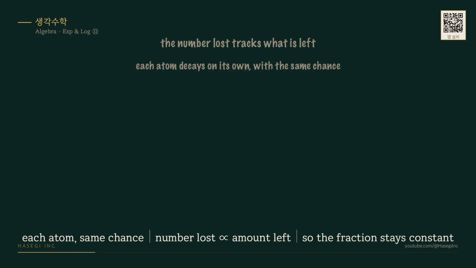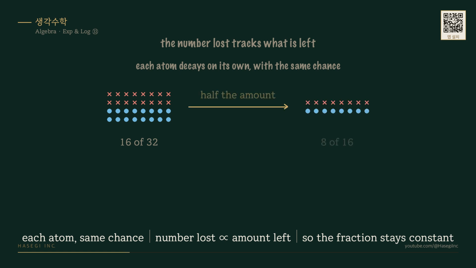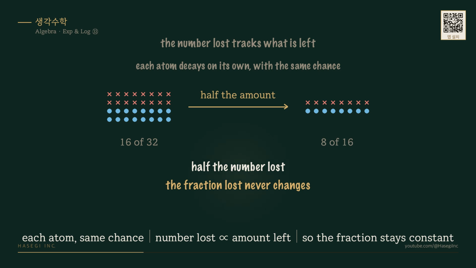Each atom decays on its own, with the same chance, paying no attention to the others. So the number that vanish in a year is proportional to how much is left right now. Halve the amount and the number that vanish is halved too. The speed of shrinking falls along with the amount, so the fraction lost stays the same forever.